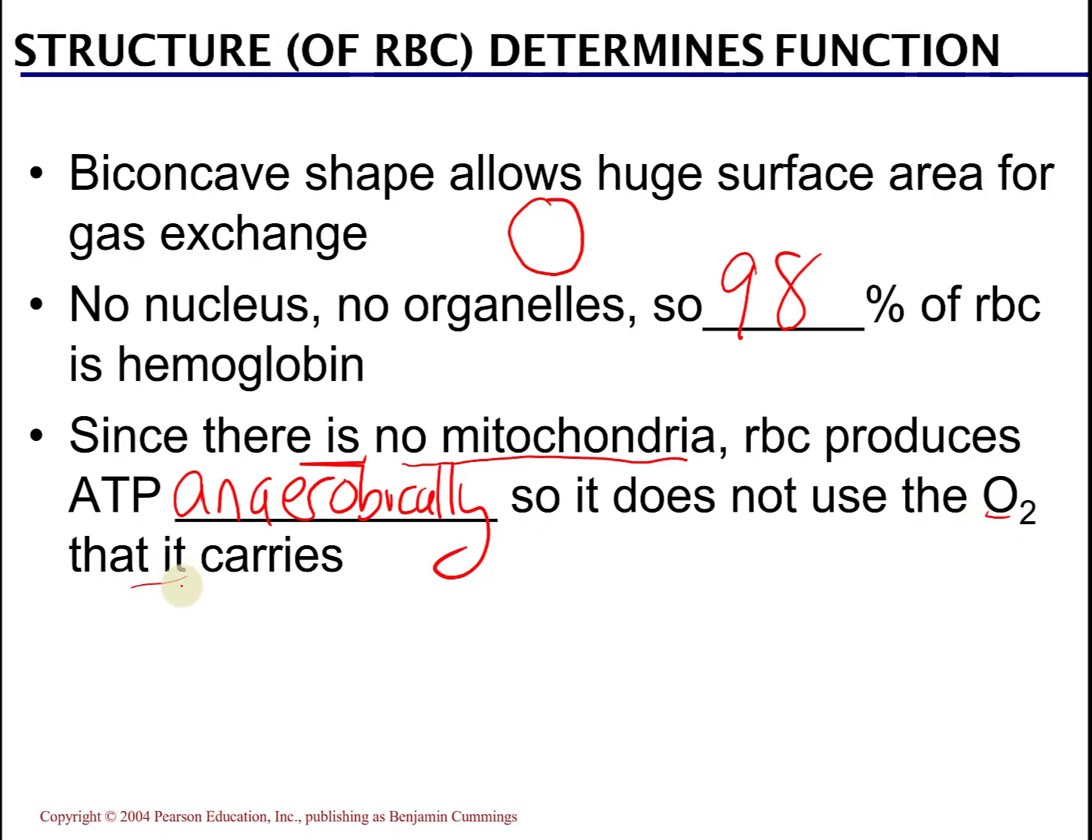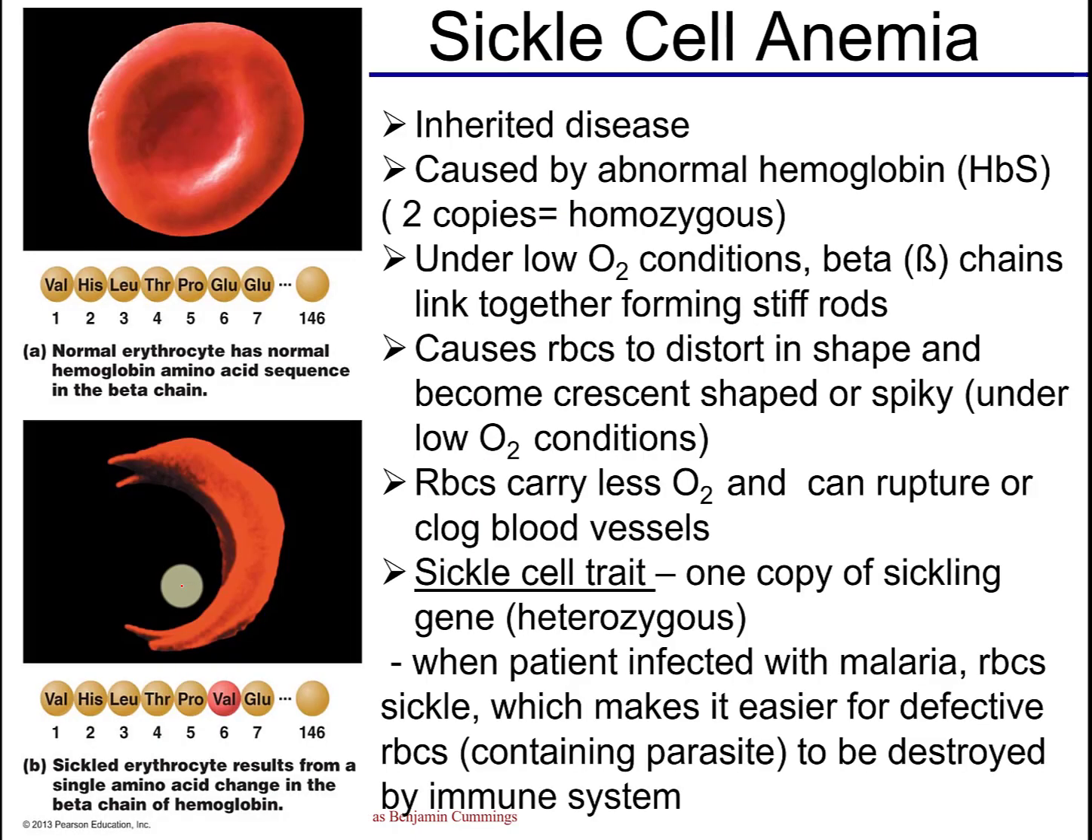So again, the structure of a red blood cell is perfectly developed to support its function, and that's why it does what it does. Now, just like structure determines function, if there's something wrong with the structure, there's going to be a problem with the function. So I'm going to mention this one disease, sickle cell anemia, which is an inherited disease.